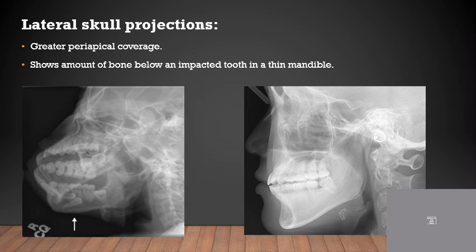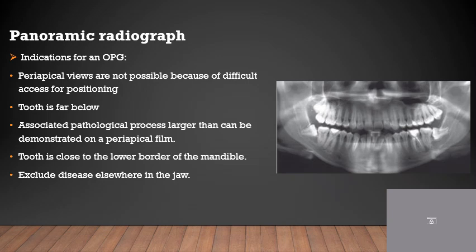And it has a greater periapical coverage, and shows the amount of bone below the impacted tooth in a true mandible. In most of the conditions, since it is given in certain angulations, the lateral skull view can be a straight lateral view or a lateral cephalogram, or you can have a downward oblique view, which can be seen in the first picture, where you can appreciate the length of the tooth and the impaction of the tooth can also be appreciated. So this is ideally done to appreciate the third molar.